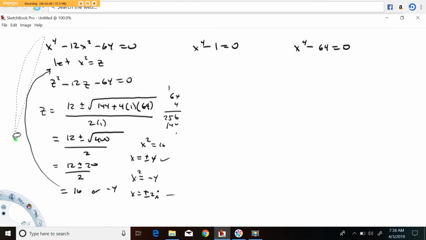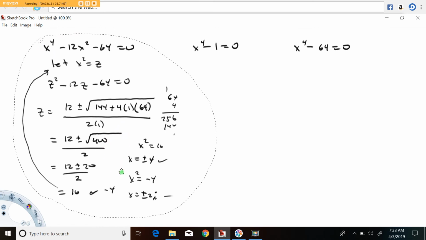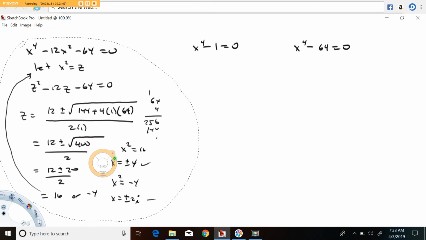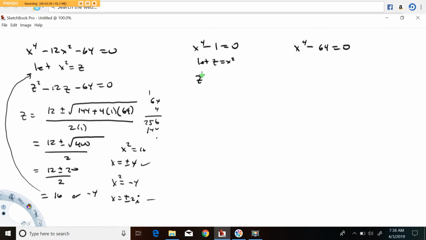If you don't mind, I'm going to move this over to the left to make myself some room. All right, let's take a look at this one. You can do the same thing here. Let z equal x squared. Now this can be written z squared minus 1 equals 0. However you want to solve this, we can add the 1 to both sides and then square root it, or we can just factor it.